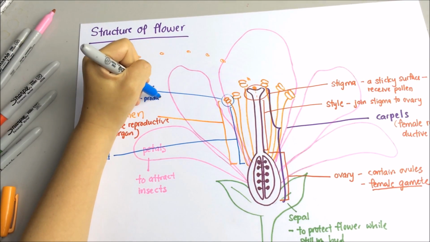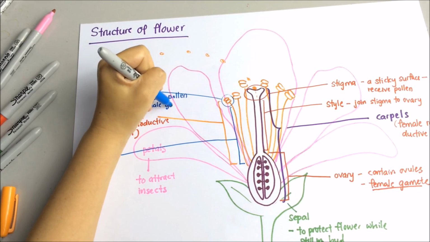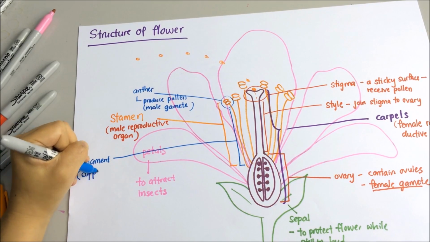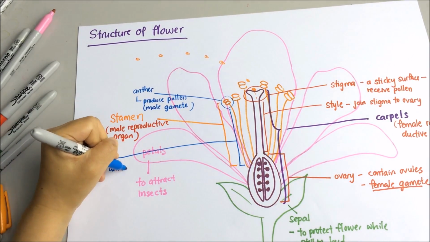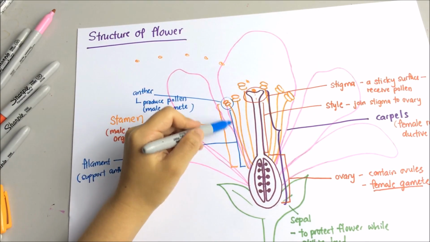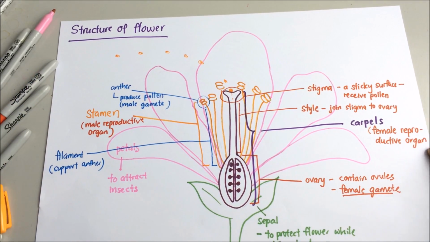Anther produces pollen, and male gametes are found in pollen grains. Filament is the part that supports the anther. So remember, stamen is the male reproductive part, while carpel is the female reproductive structure.